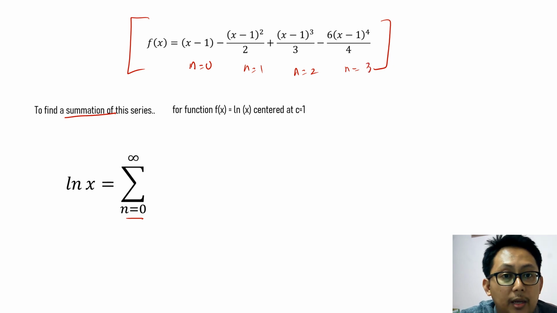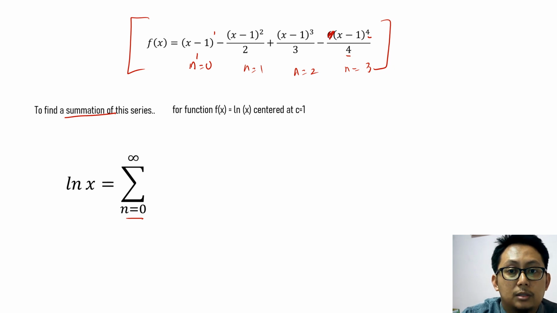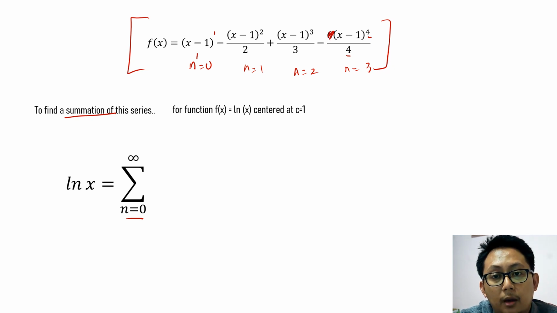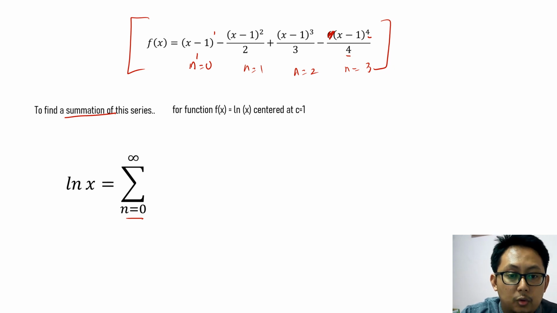For n equal to 0, the value here is 1 and 1. Here is 2 for n equal to 1, 3 for n equal to 2. For n equal to 3, we have 4 and 4. Oh sorry, the 6 actually already cancelled. So now we have the same parameter here. We have x minus 1, so you can put x minus 1 here.